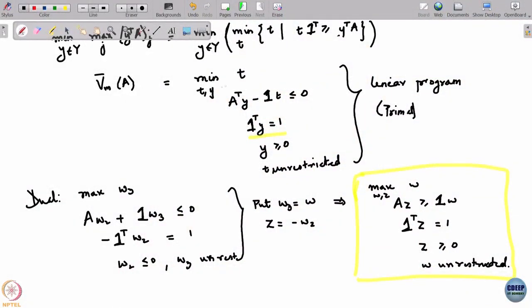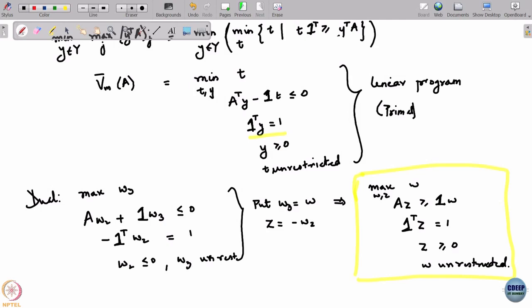Over variables T and Y, we have a minimization of T. Now, here we are doing a maximization of W over variables W and Z. Y was required to be a probability distribution here. Here Z is turning out to be a probability distribution, right? And T was such that T times 1 was greater than or equal to 1 transpose Y. Right, and here 1 times W is less than or equal to A times Z.